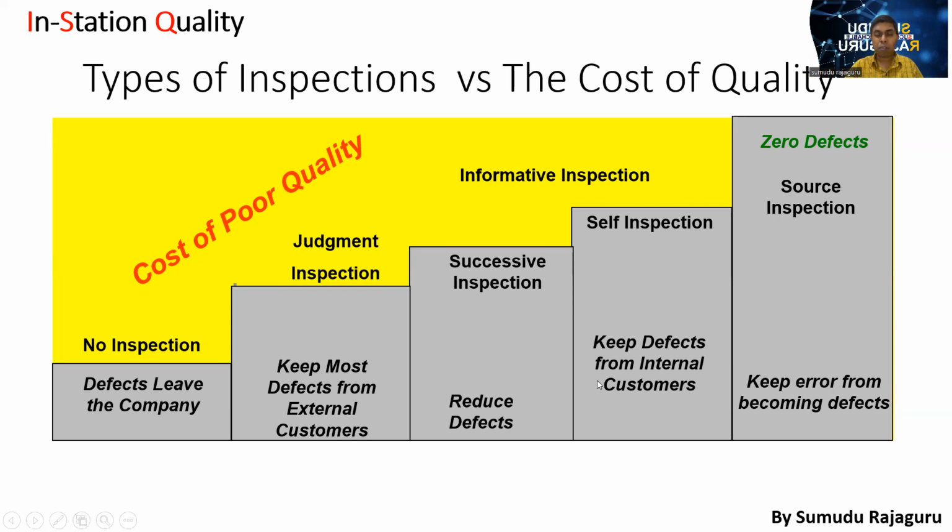But what does self-inspection mean? I am doing the checking activities of my own operation. That is self-inspection. Then when we come to source inspection, we can reach zero defects. This keeps errors from becoming defects, so that means defects are raised based on errors. Source inspection means we are going to eliminate whatever errors there are in the operation. Because of that, defects do not come out, so we can reach zero defects.